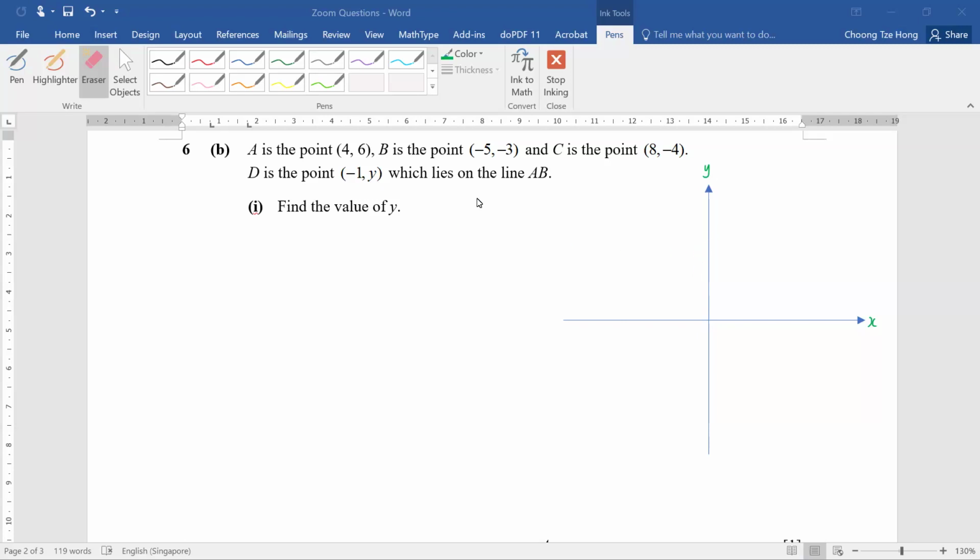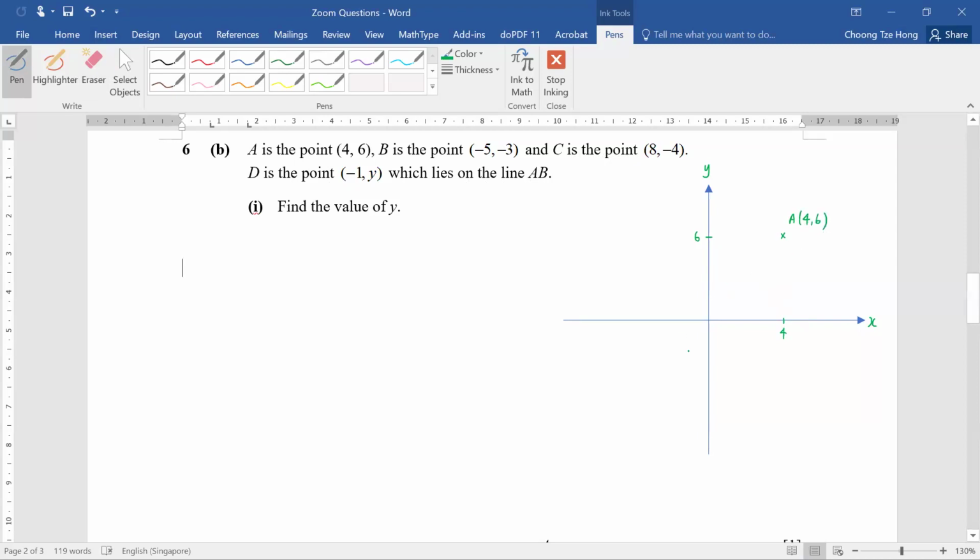All right, so over here we are going to plot points A and B because point D lies on this line AB, right? Okay, so we can leave out point C for now. Point A is (4, 6), so maybe 4 somewhere here, and then maybe 6 here. So point A will be somewhere over here. Okay, so this will be (4, 6).